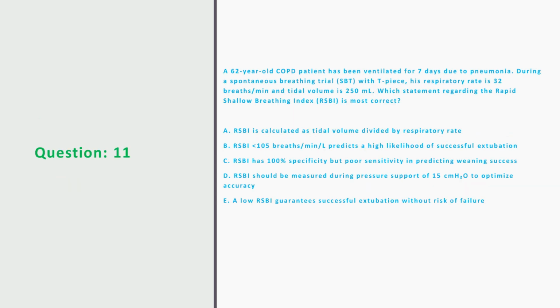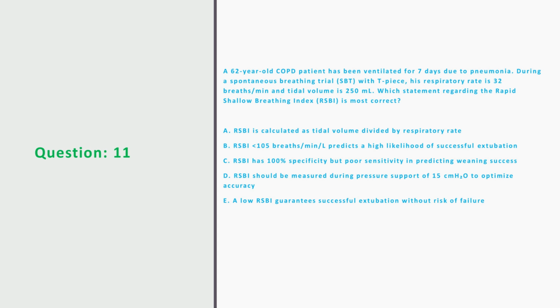Question 11. A 62-year-old COPD patient has been ventilated for 7 days due to pneumonia. During a spontaneous breathing trial with T-piece, his respiratory rate is 32 breaths per minute and tidal volume is 250 milliliters. Which statement regarding the Rapid Shallow Breathing Index, RSBI, is most correct?